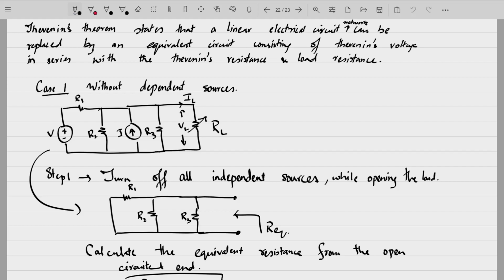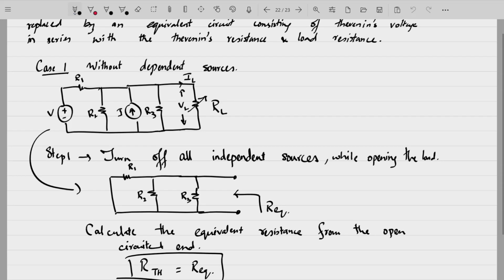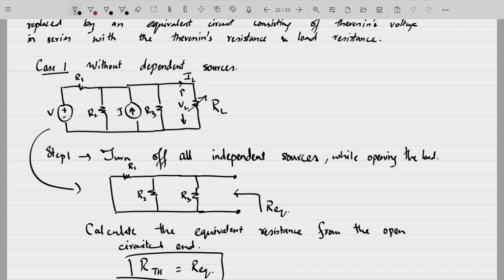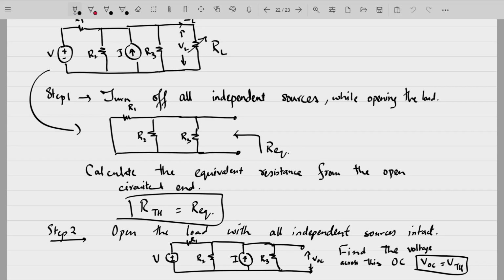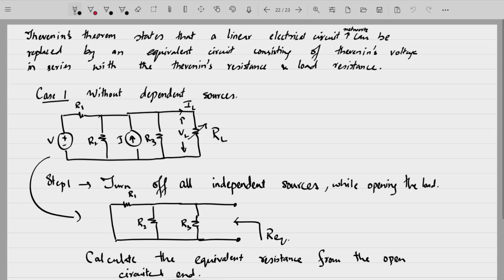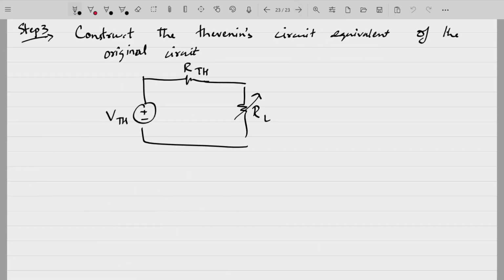So actually there are only two steps. One step is you have to open the load resistance first of all for both the cases. Turn off all the independent sources, find out the net equivalent resistance, that will be your Thevenin's resistance. Now with all the sources intact, find out the voltage across that open end. That voltage across that open end will be the Thevenin's voltage. So once you have both VTH and RTH, you can redraw your circuit including the load resistance as well from your original circuit.